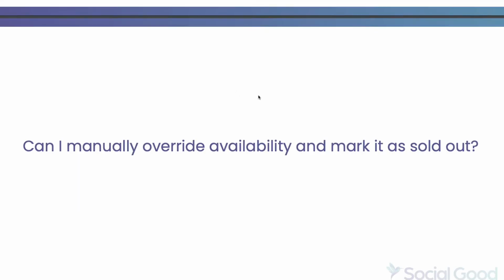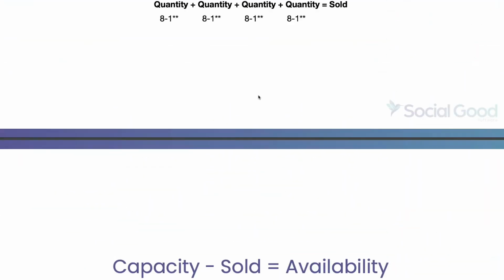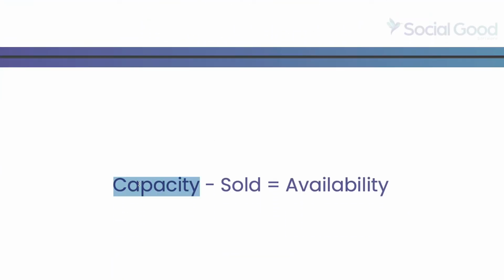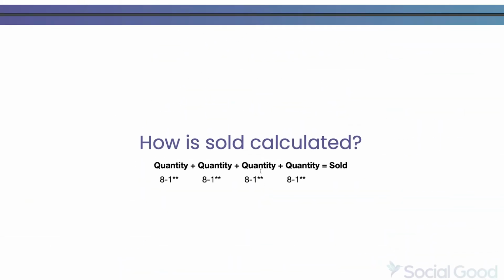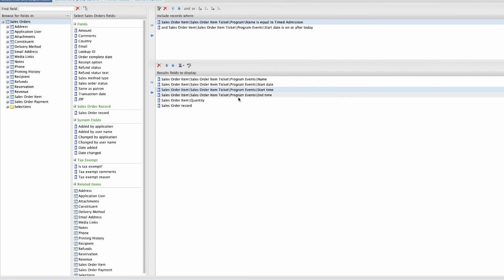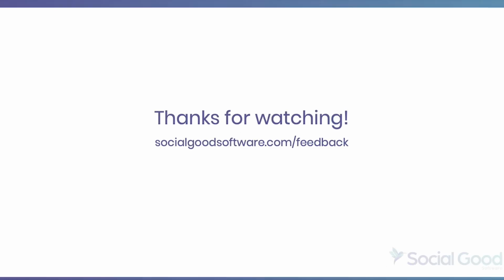All right, so hopefully that makes sense of how this is being calculated. Again, it's just capacity minus sold gives you availability. And then sold is calculated based on all the quantities that your reserved events query is outputting here under quantity.